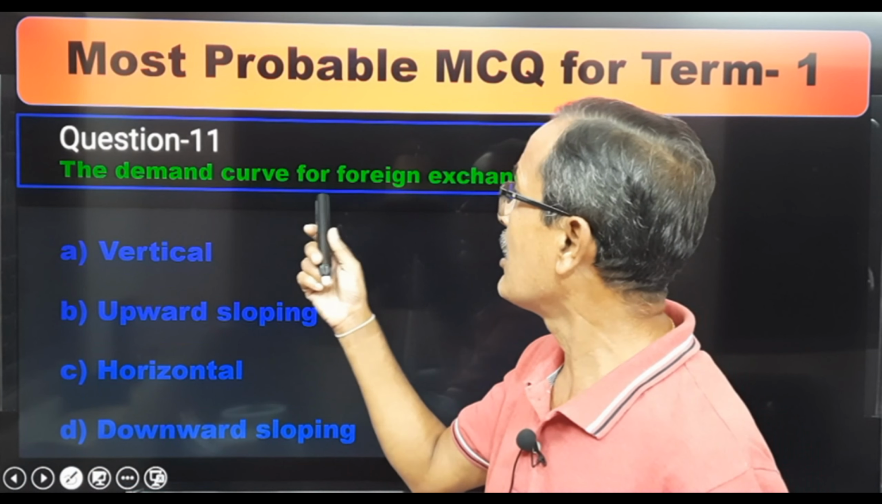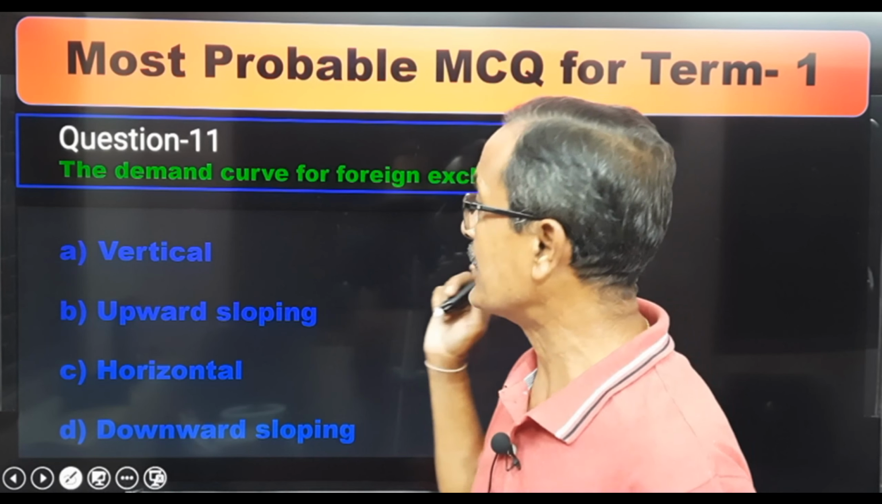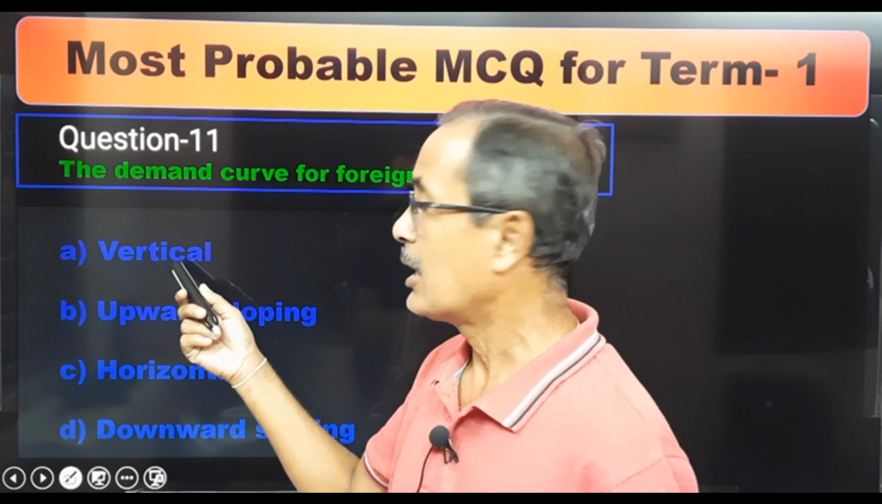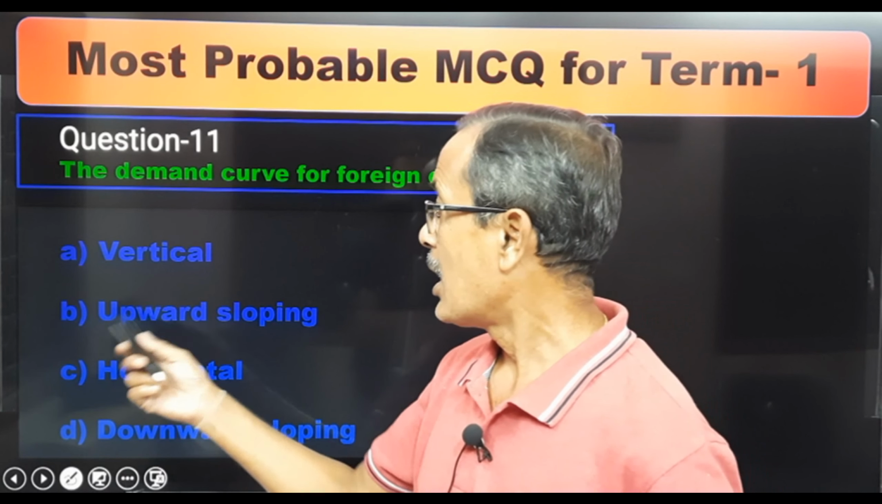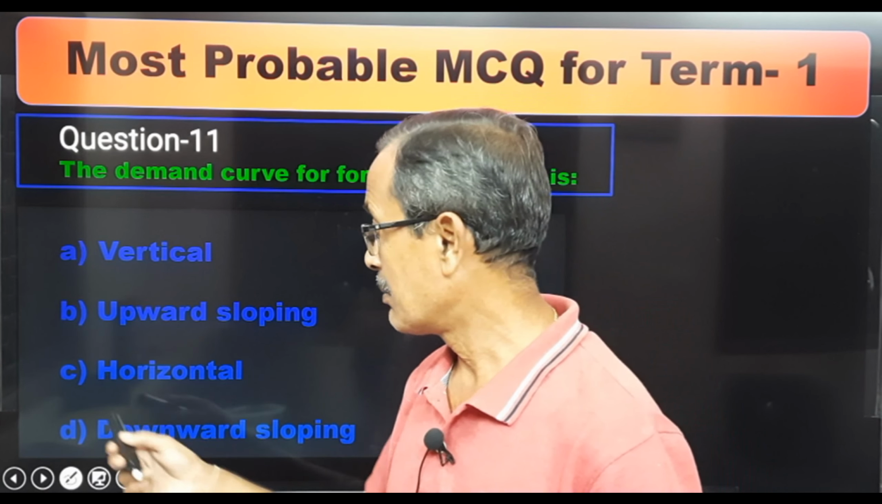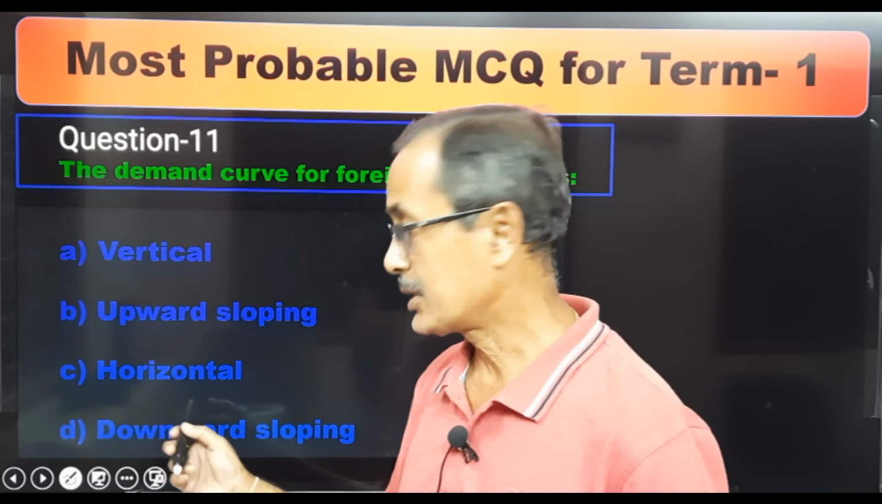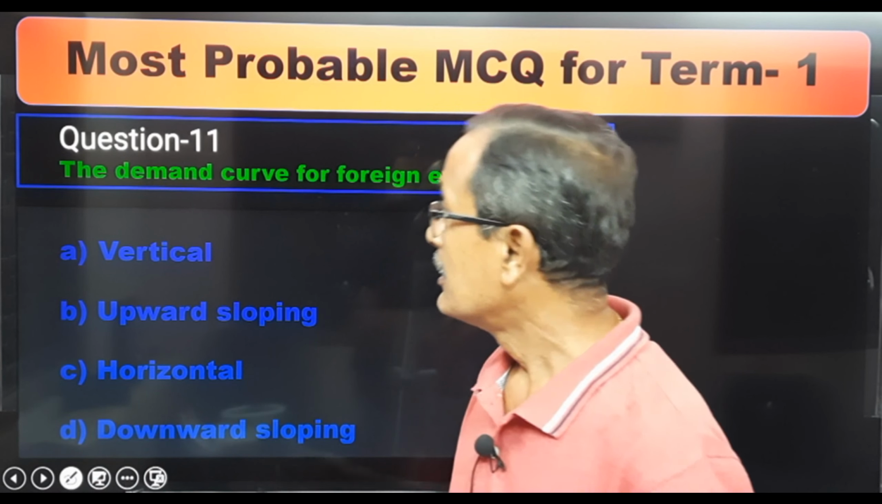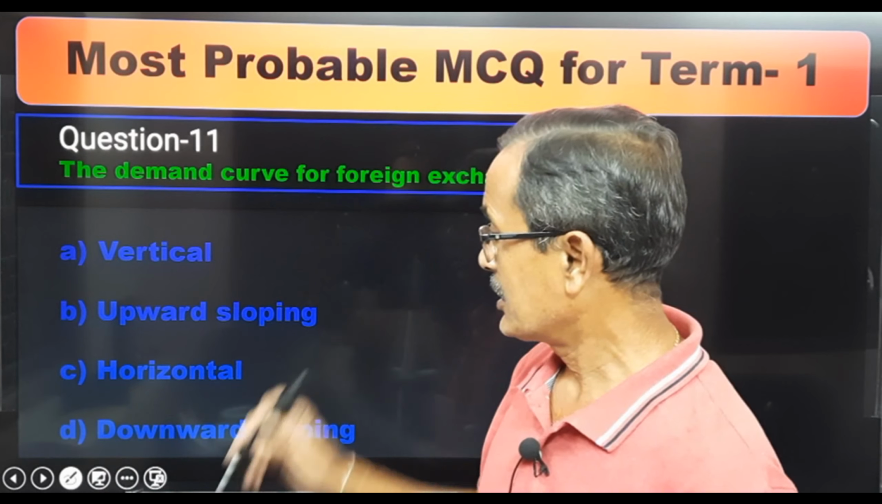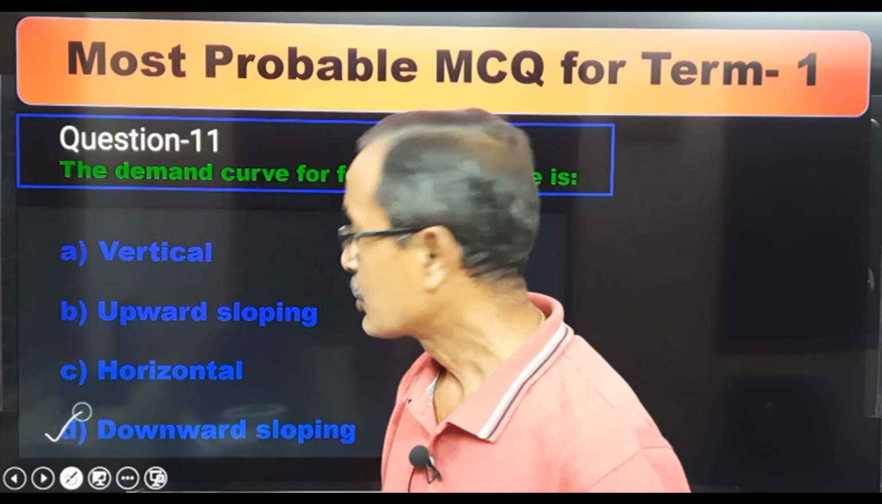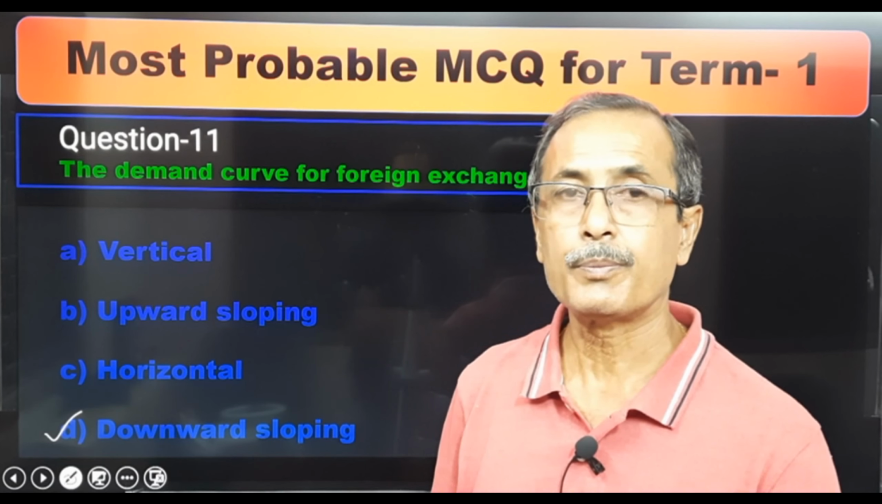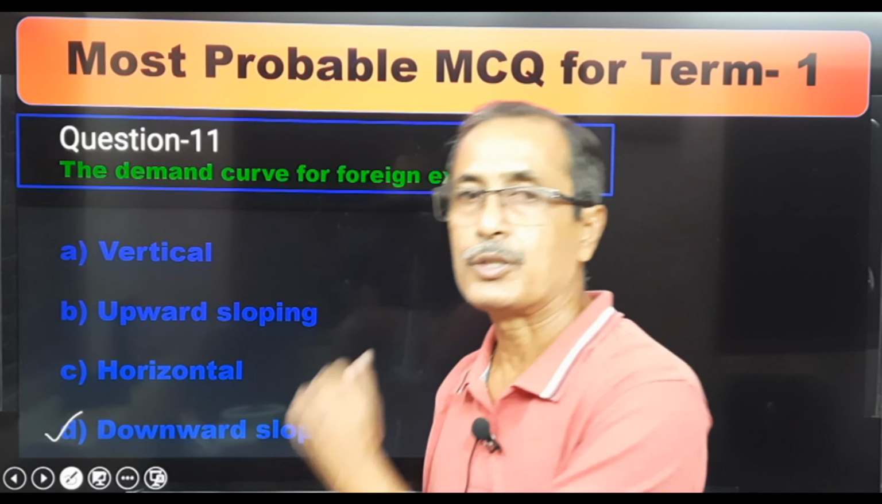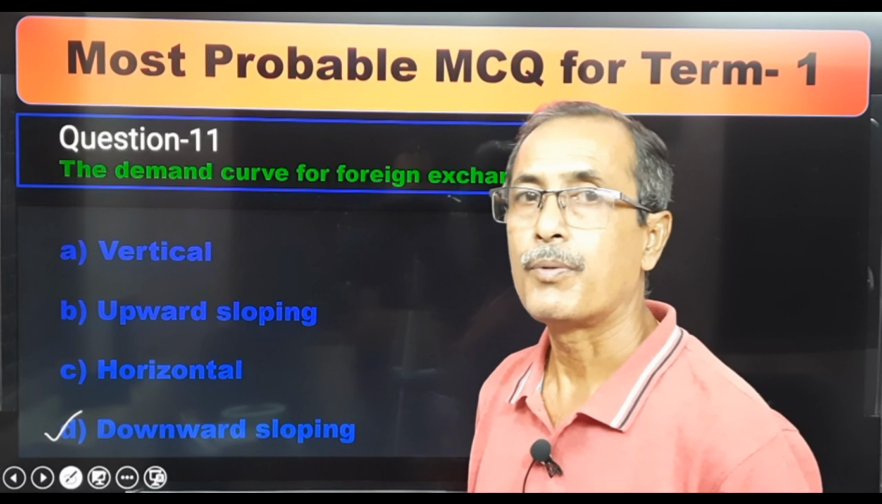Next question is question 11. The demand curve for foreign exchange is vertical, parallel to y-axis, upward sloping, something like supply curve, horizontal, that is parallel to x-axis, or downward sloping. Demand curve for foreign exchange is downward sloping, that is vertically you take rate of exchange and horizontally you take demand for foreign exchange.